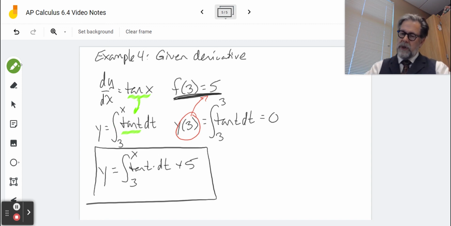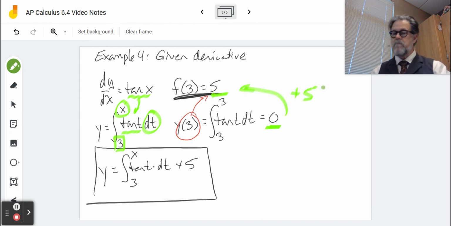The reason we chose to put a 3 here was because we knew the value of the function when x was equal to 3. Everything else is just standard. It's always dt, and it's always to x for a situation like this. Then it was just a matter of how to get from 0 to 5. Well, we just added 5 to get there.